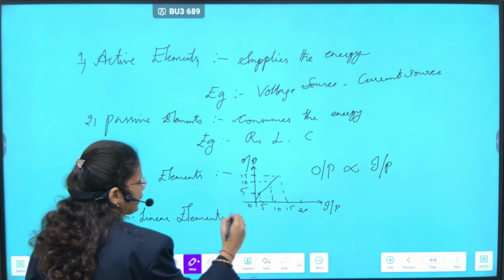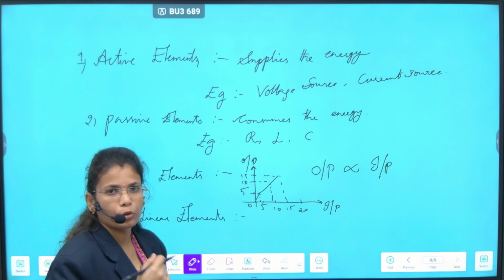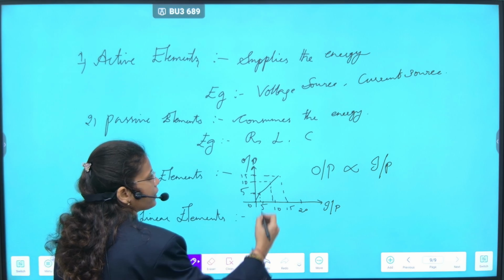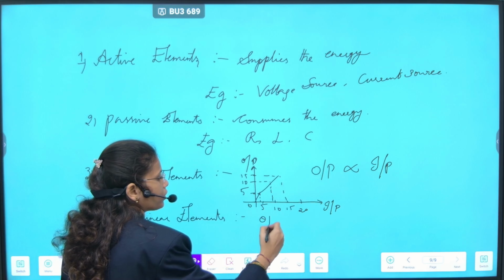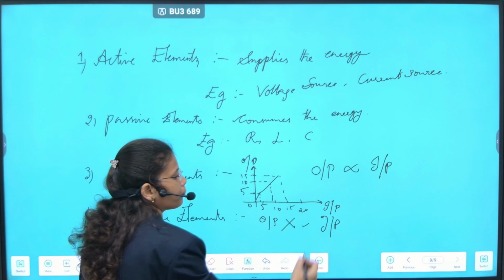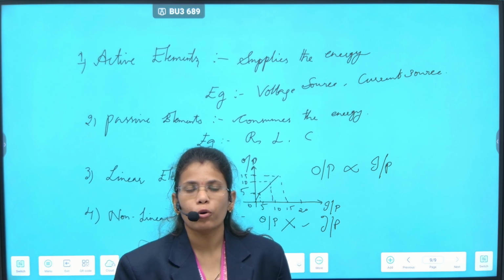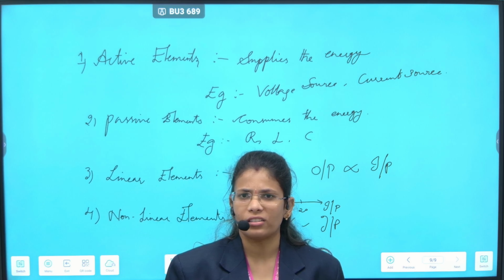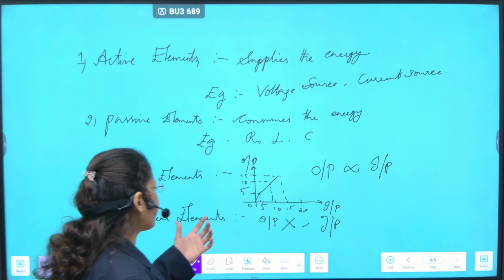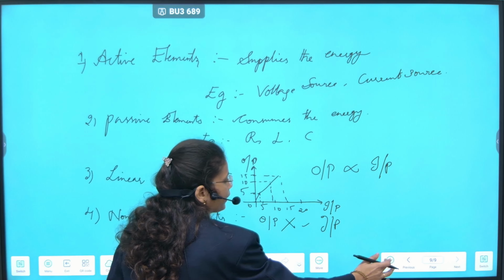Next, non-linear elements. In linear elements, the output of the system is directly proportional to the input of the system. But in non-linear elements, the output does not follow the input. Otherwise, if the output is not directly proportional to the input, then the elements are known as non-linear elements.